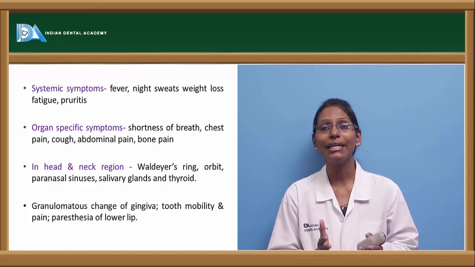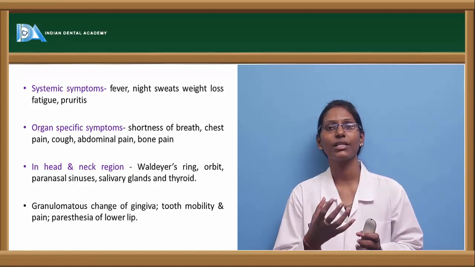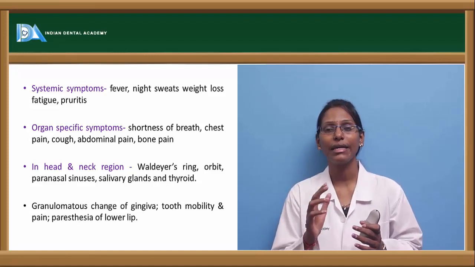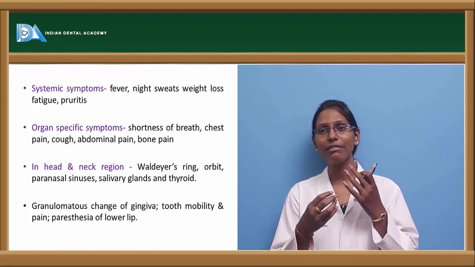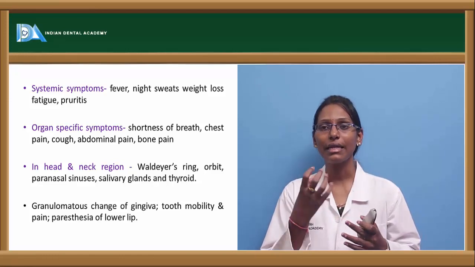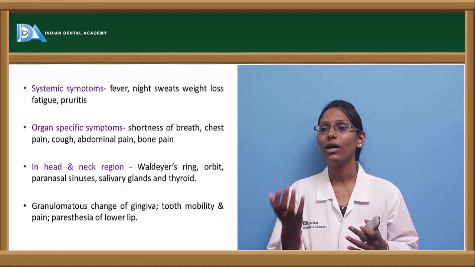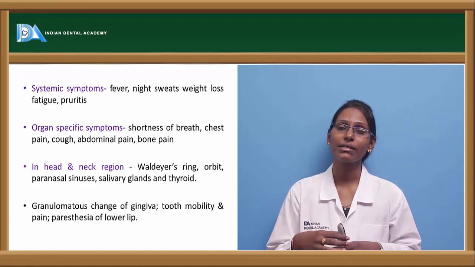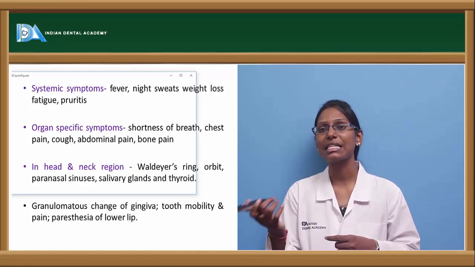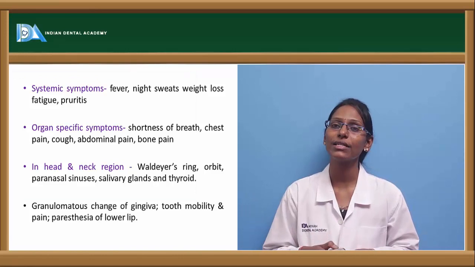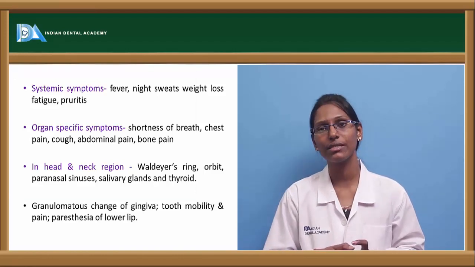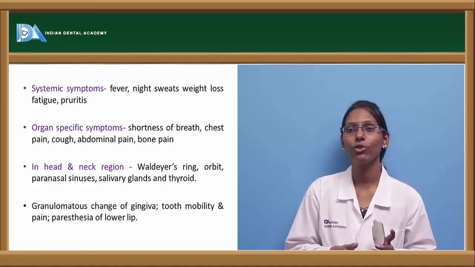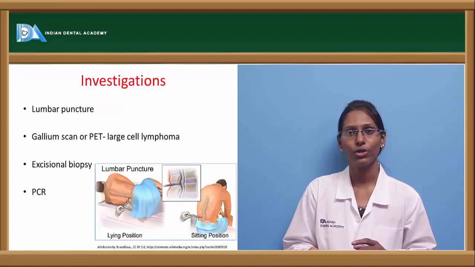In the head and neck region, Waldeyer's ring, that is the tonsils, the pharyngeal region, and the base of the tongue, are usually involved. Around this area there will be more swelling because the lymph nodes are involved, resulting in enlargement of the region. The orbit, paranasal sinus, salivary glands, and thyroid are other regions where we can see lymphadenopathy. This is extranodal lymphadenopathy. Granulomatous changes of the gingiva can also be seen, which is another intraoral manifestation. Tooth mobility, pain, and paresthesia of the lower lip are usually seen with non-Hodgkin's lymphoma.